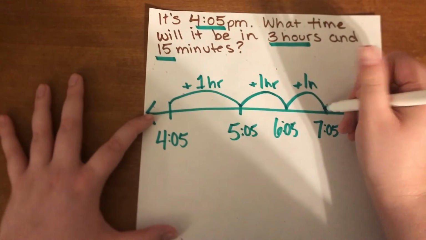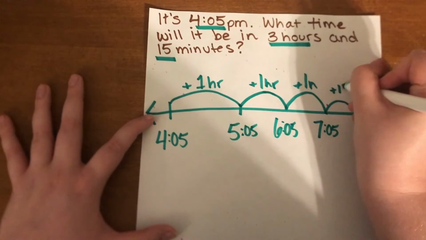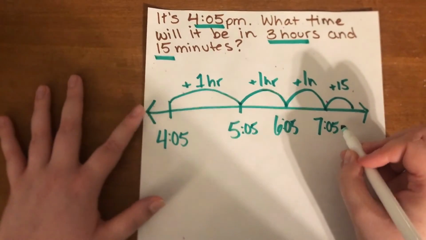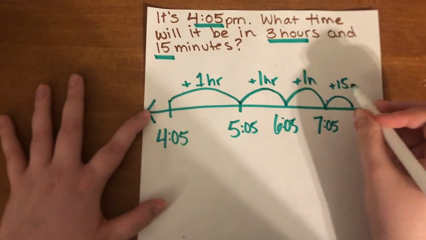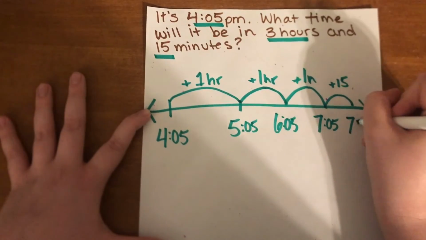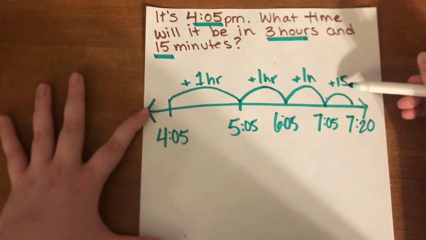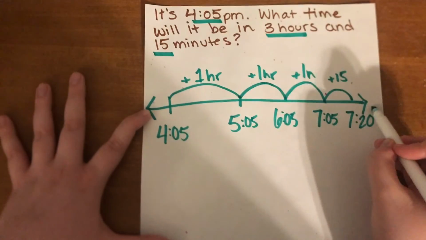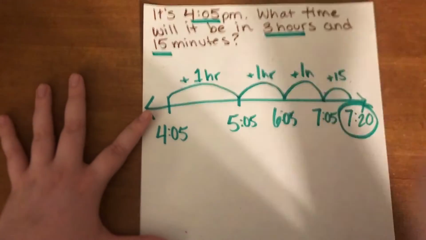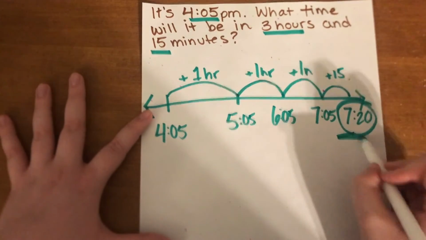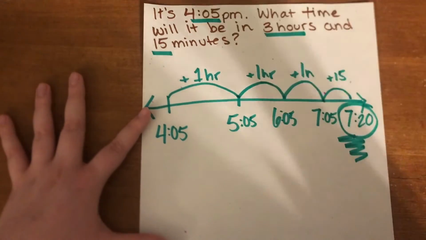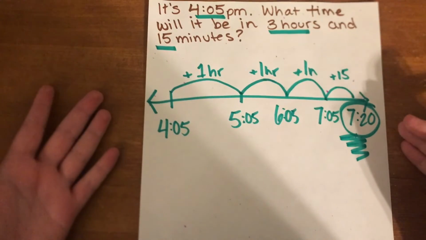So now I've just got 15 minutes I want to add. My 5 minutes plus 15 would get me to 7 hours and 20 minutes, right? Because 15 plus 5 more would be 20. So what time will it be in 3 hours and 15 minutes? 7:20. I hope this timeline strategy helped you out.